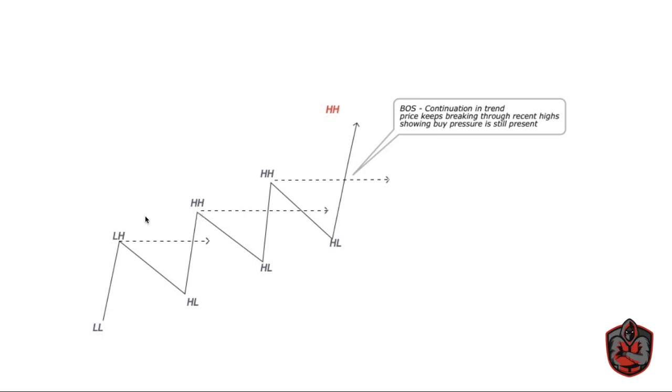Once price creates that new higher high and prints that higher low, and then it impulses above that recently created higher high, that is identified as a break of structure. This is identified as a break of structure which signals a continuation in trend, because it shows that the buyers are still in power, as none of the lows were broken, only the highs were broken, which allows us to look for opportunities to buy into the market.